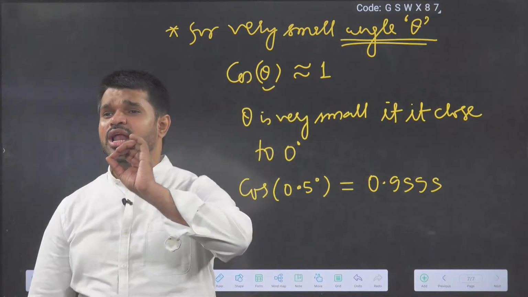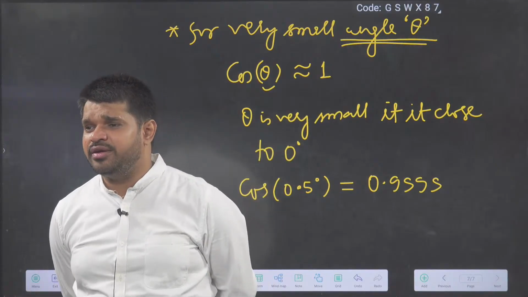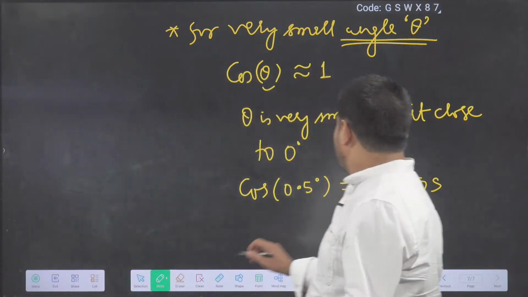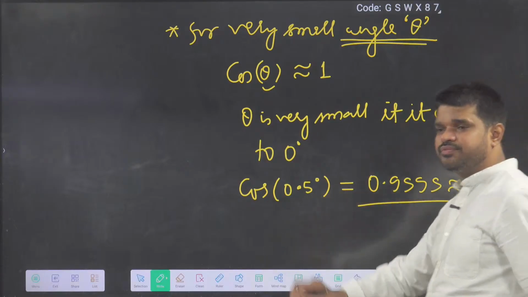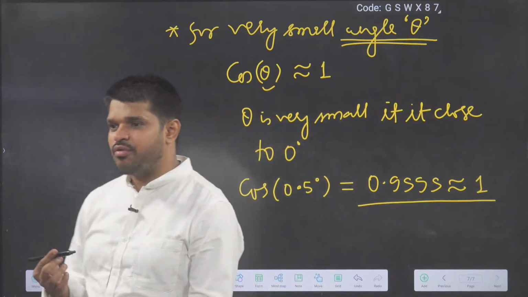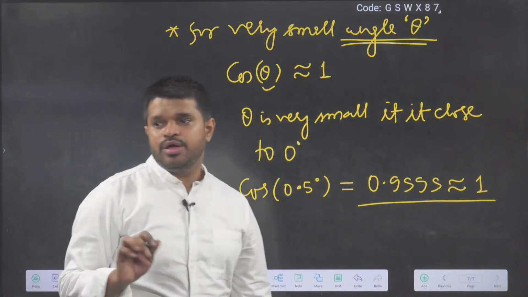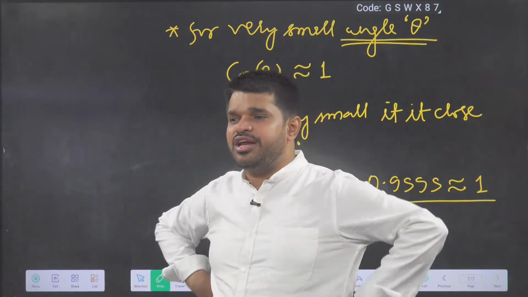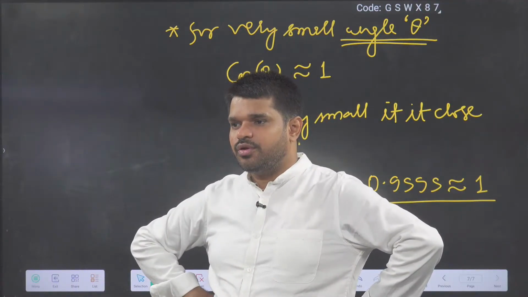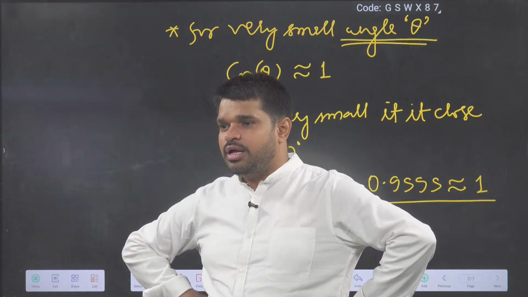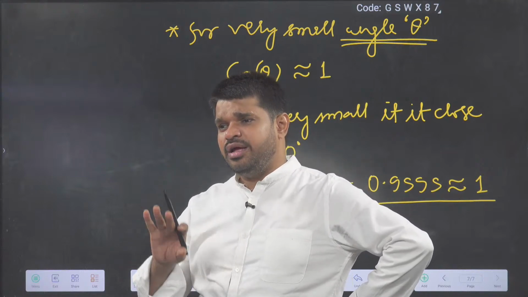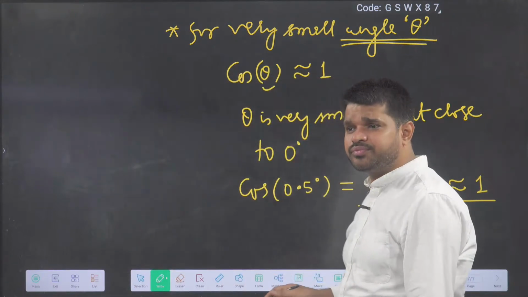So the small angle approximation is understood by everyone. Okay, and it is approximately equal to what? 1. So is the small angle approximation clear? Let's continue.